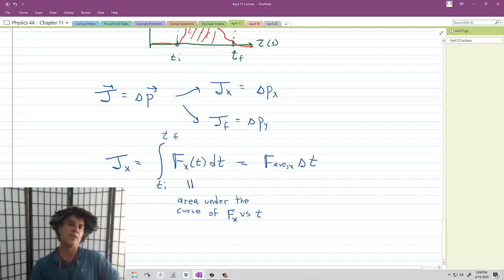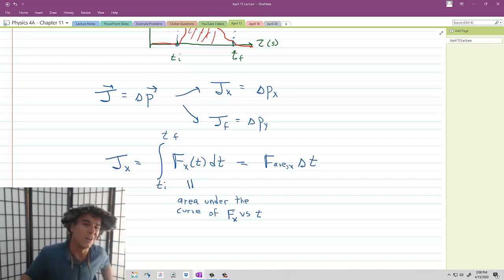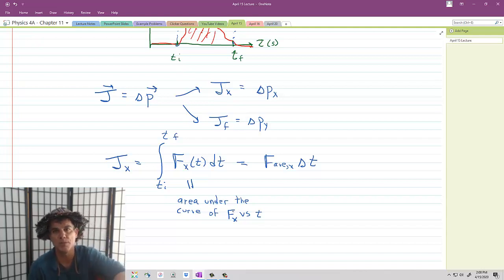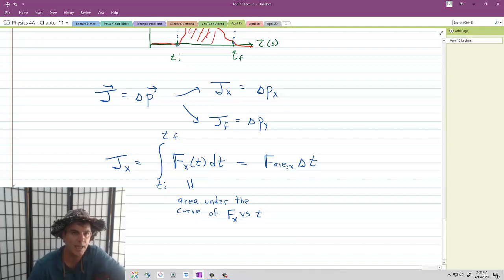Whew, that ended up being about a half hour, a little bit longer than I wanted to. So I'm not going to do any example problems in this lecture. Tomorrow, on Thursday, I will recap what I just covered, do some example problems, and then move on to conservation of momentum. So that is it for today.